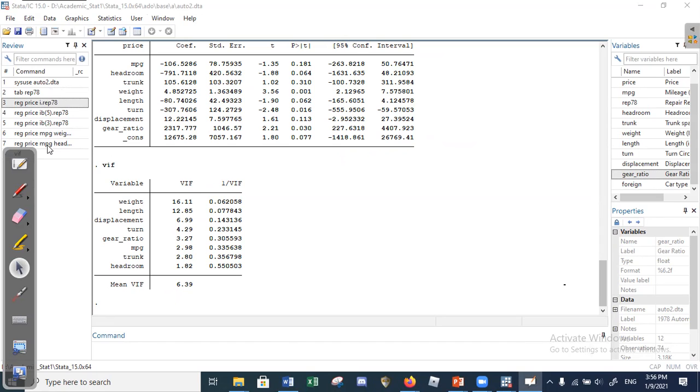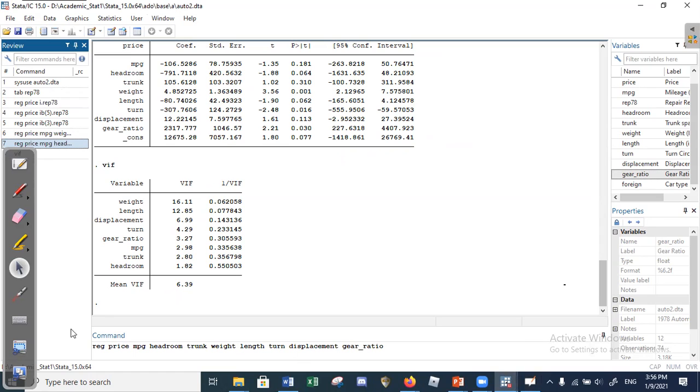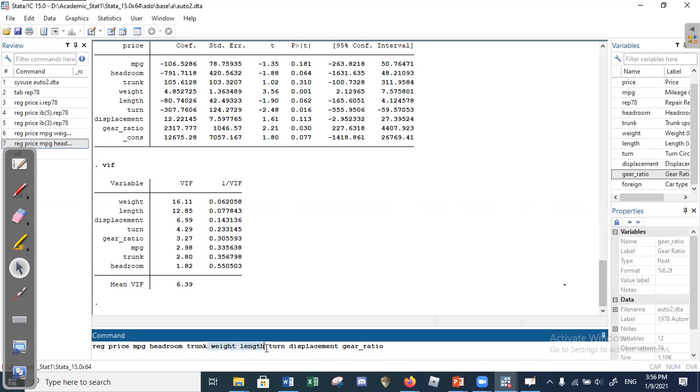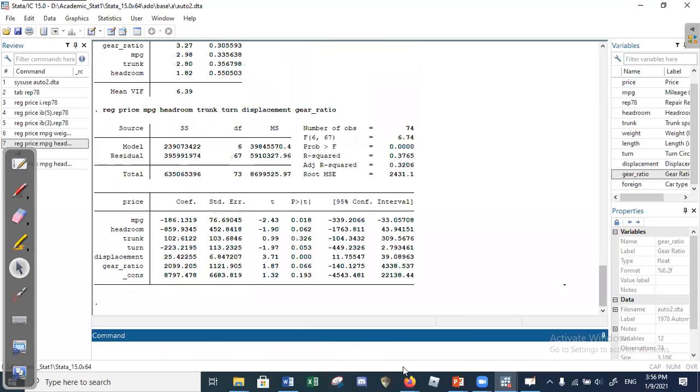Let me bring the command of the model again by clicking this line from the review window. What I would do is just delete two variables from this list. This is like refitting a model without the two highly collinear variables, weight and length. So weight and length would not be there, all others are there. Let me fit the model. So this is a model without the two highly collinear variables, which I have dropped.